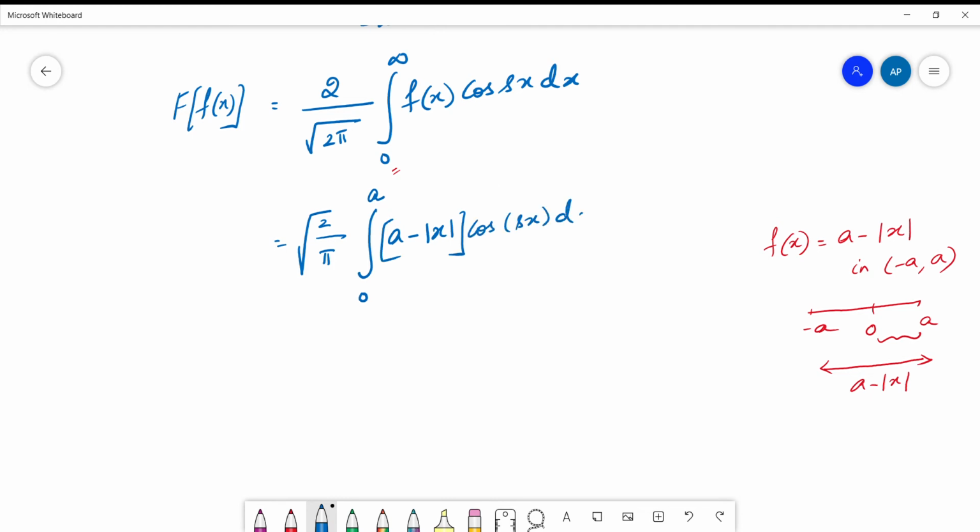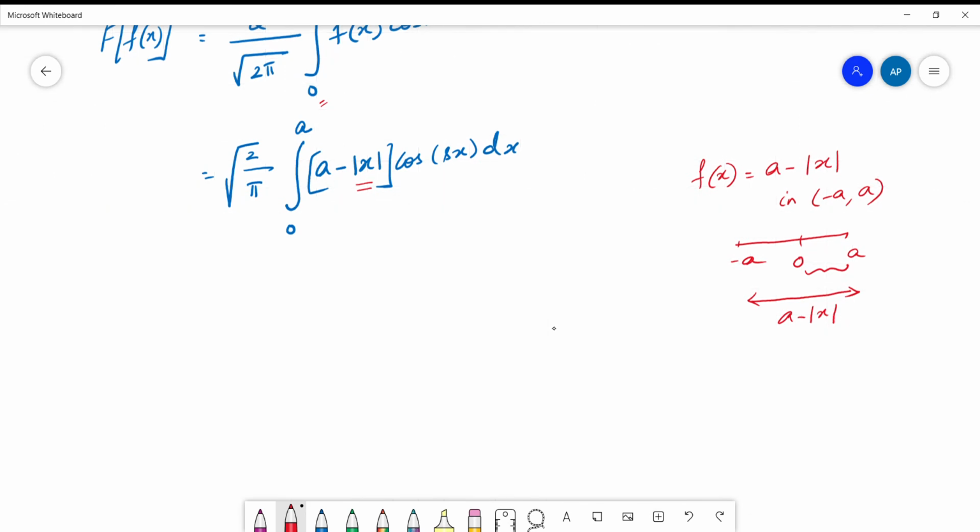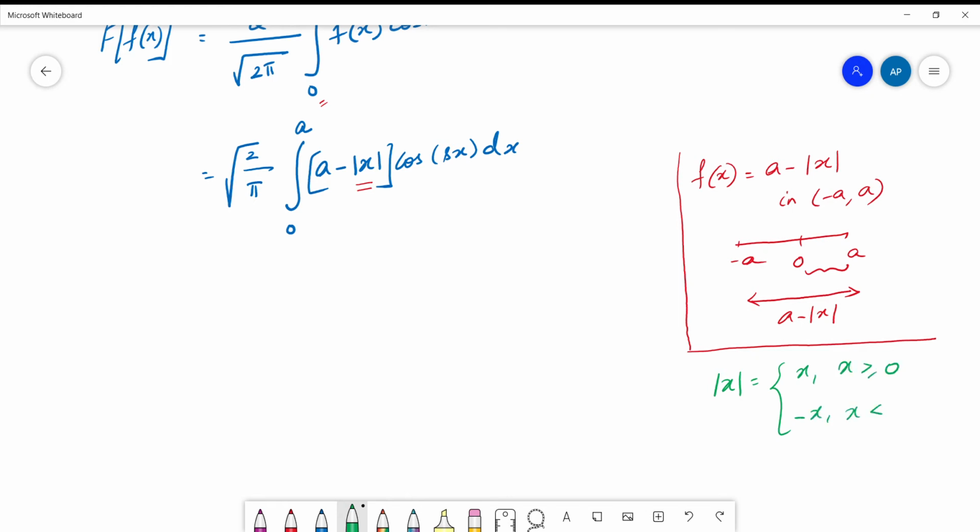Now, before we continue to perform integration, look at the definition. You have something called mod x here. We need to go back to look at our definition of mod x before we use the Bernoulli rule. So let me recall that mod x is equal to x when x is greater than or equal to 0 and minus x when x is negative. This is the definition, and that's the reason why the modulus of any negative number is made positive.